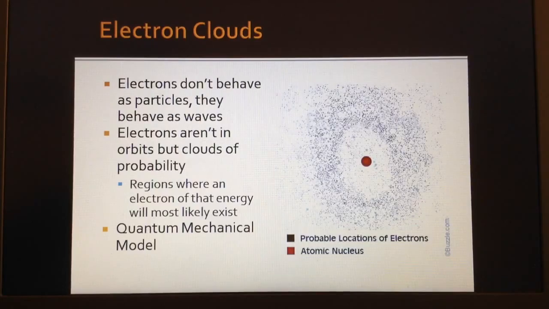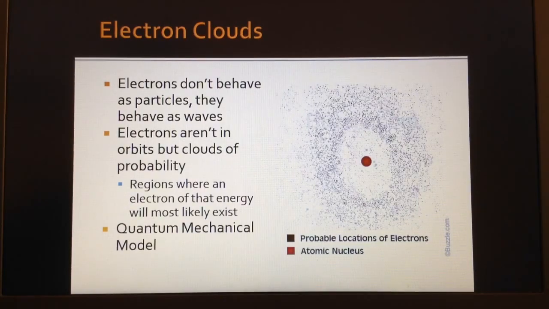Schrodinger also said that the electrons don't live in specific energy level orbits, but they really live in clouds of probability, and those are regions where an electron of that particular energy will most likely exist. This is our most current model of the atom, and it's called the quantum mechanical model.